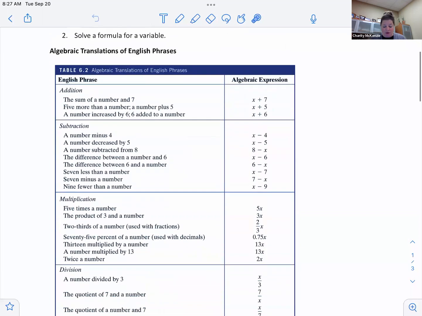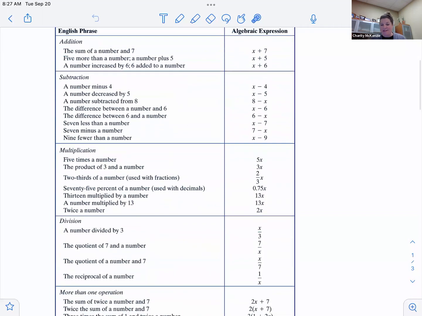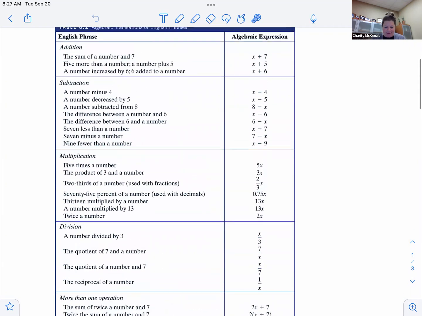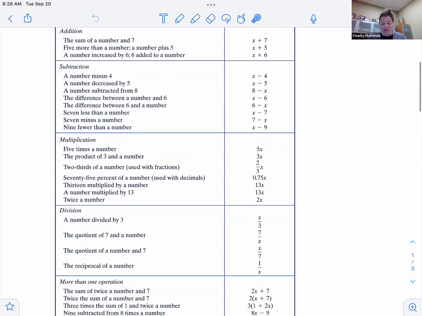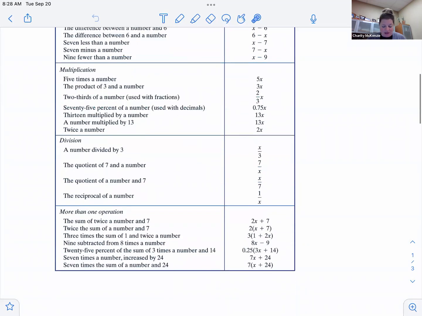So I did this little chart in your notes for you just to help with some of the phrases. Basically, if we look at this addition section, the word sum should mean add, right? Or we can say increased by, added to, more than. All those words are in here for you. Subtraction, we could just say subtraction. We can say minus. We could say difference, less than, fewer, right? So any of those words where you need to go down means subtraction.